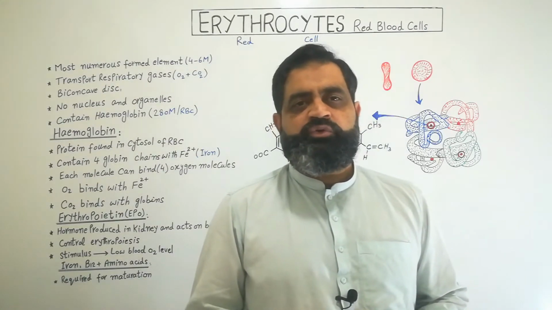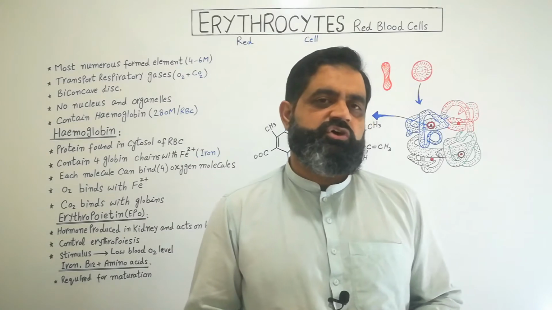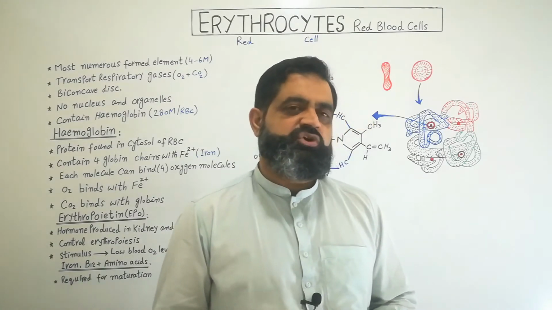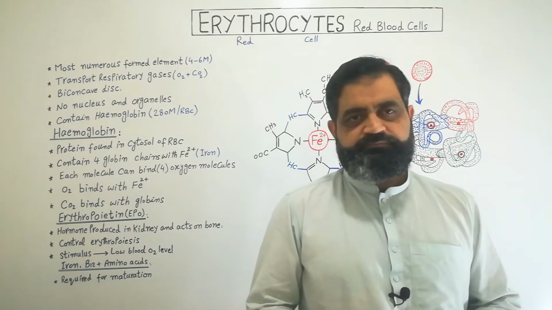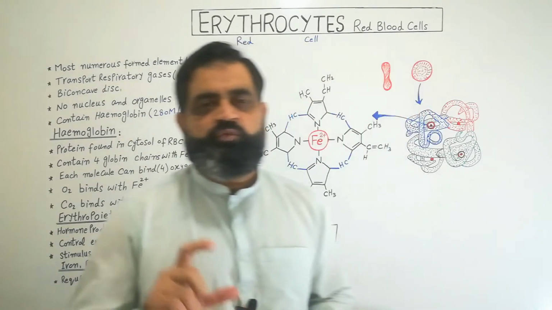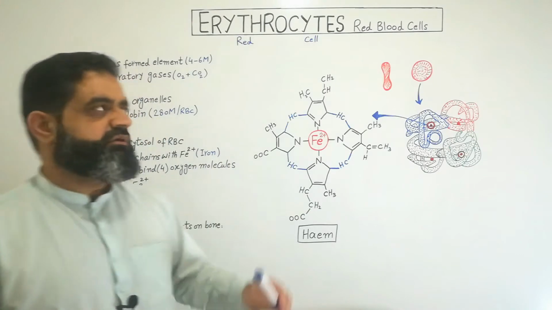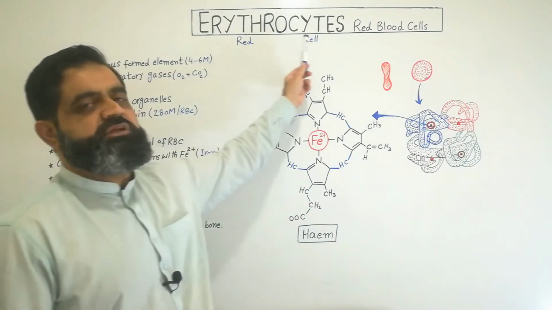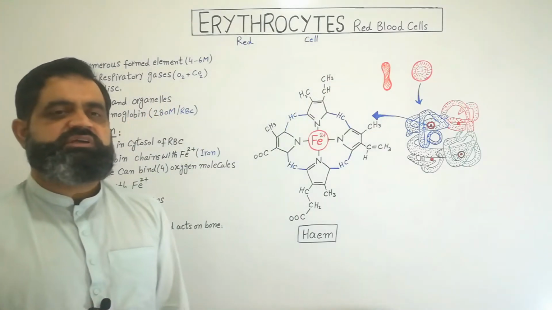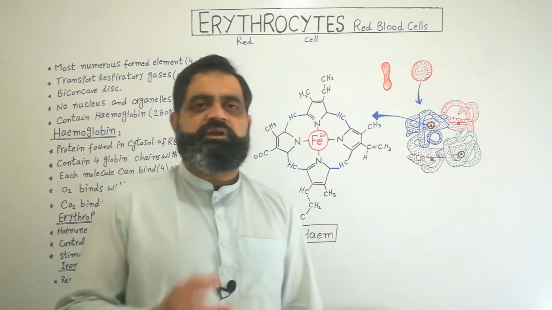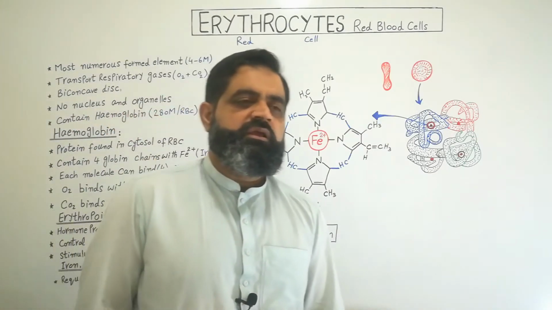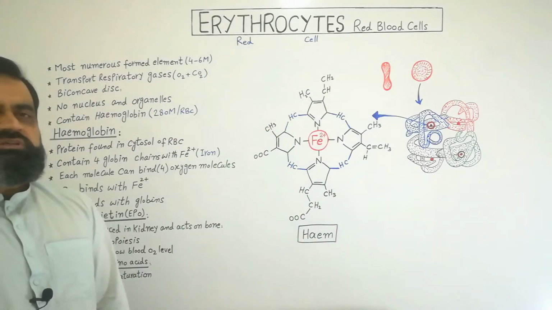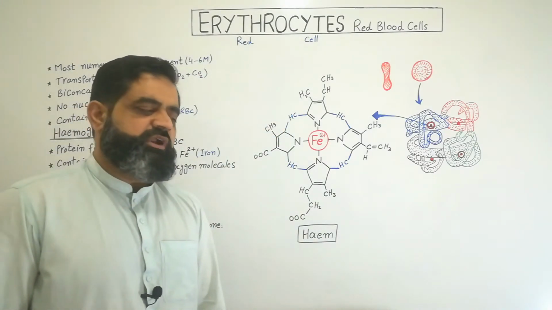Today we are going to discuss the structure and function of erythrocytes. As you know, erythrocytes are red blood cells. If we split the word erythrocyte, erythro means red, cyte means cell. So these are specialized cells present in our blood, known as red blood cells. First of all, we are going to discuss some important characteristics of red blood cells.